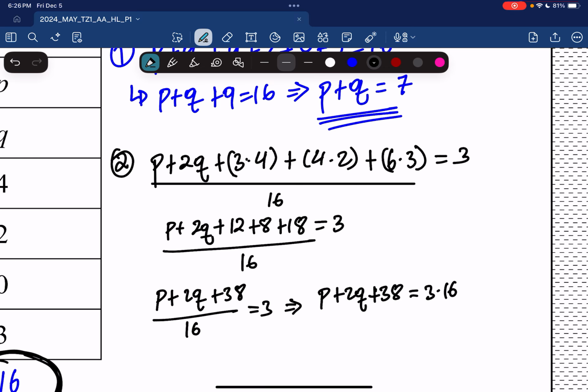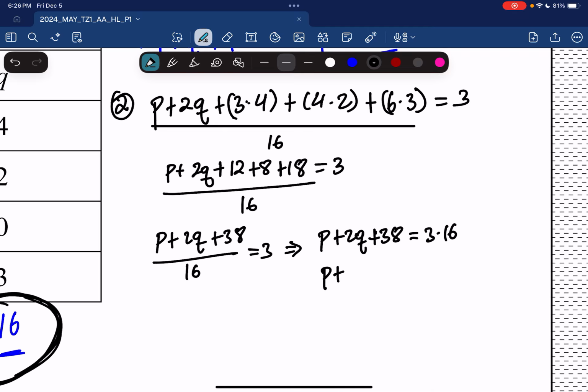There's a simple way I can do it: first of all, note that I can do 2 times 16, which gives me 32, and then I can just add that to 16 at the end, which gives me 48. So I have P plus 2Q plus 38 is equal to 48. Isolating P and Q, I can subtract 38 from both sides, and that gives me 10, because 48 minus 38 gives me 10.